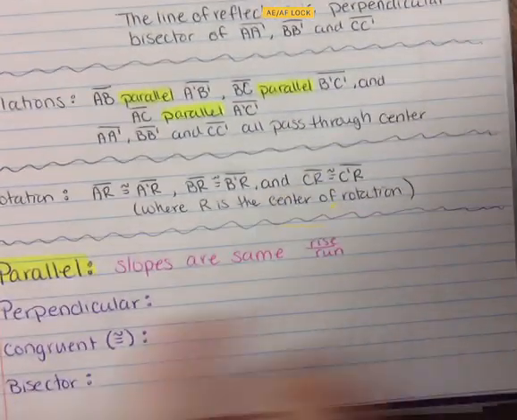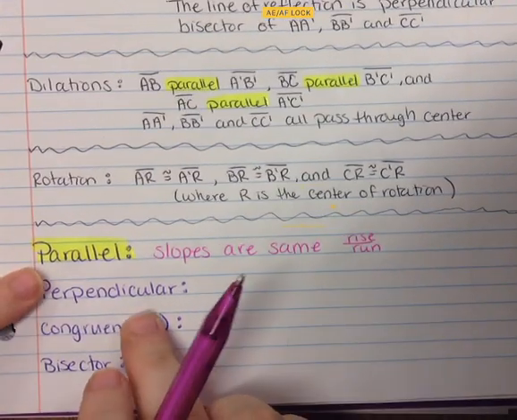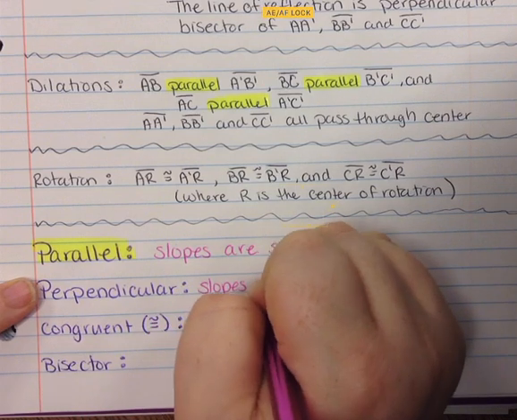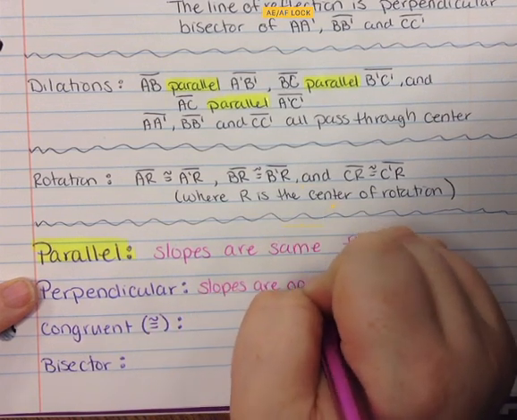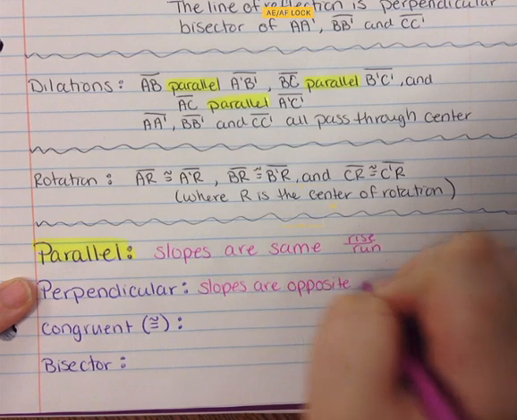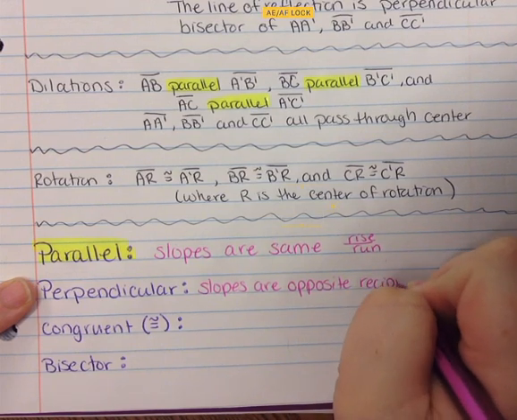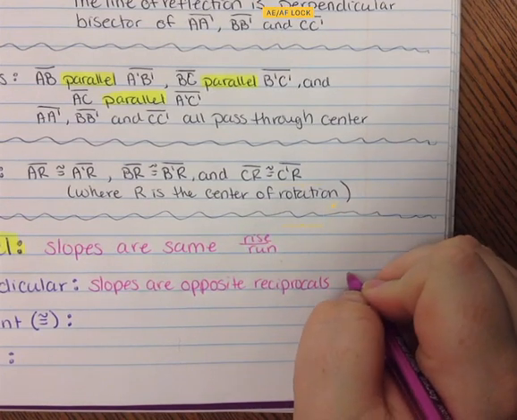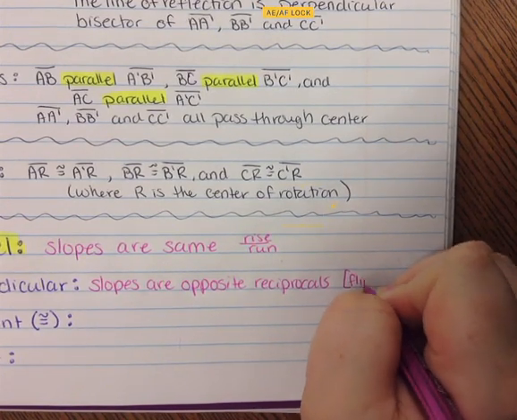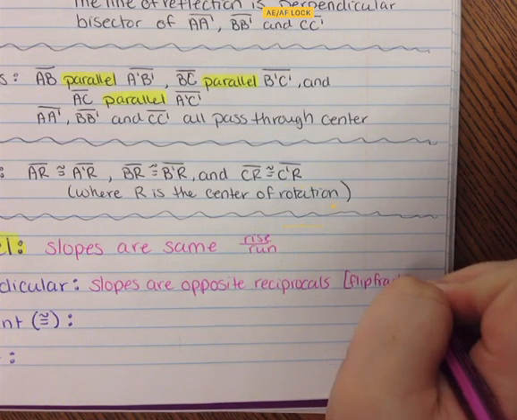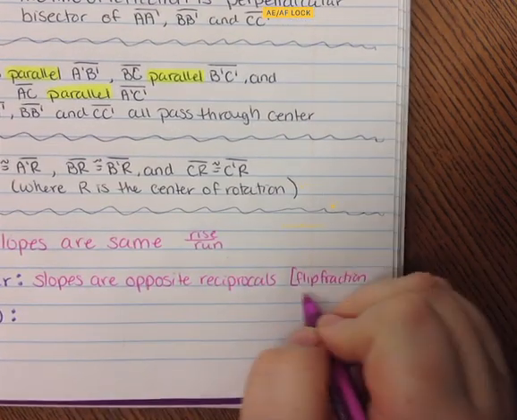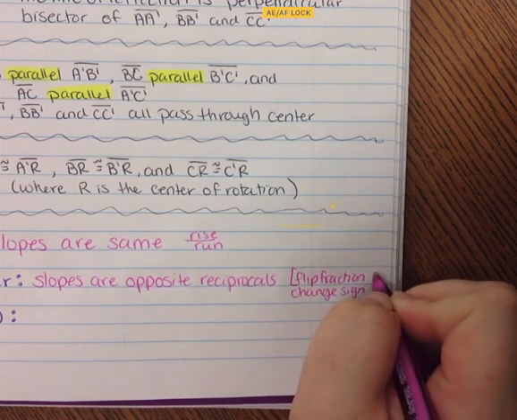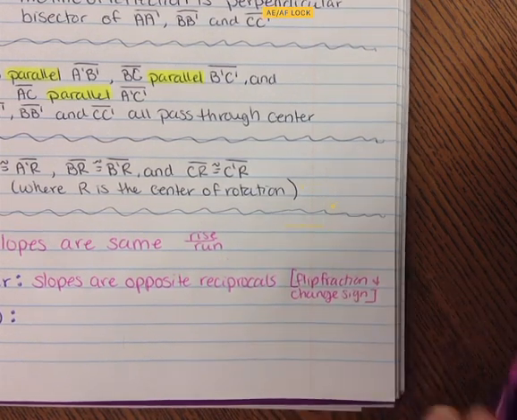The next one is perpendicular. Perpendicular, you actually have to show that slopes are opposite reciprocals. If you remember what opposite reciprocals are, it's flip the fraction and change the sign. Flip the fraction and change the sign.